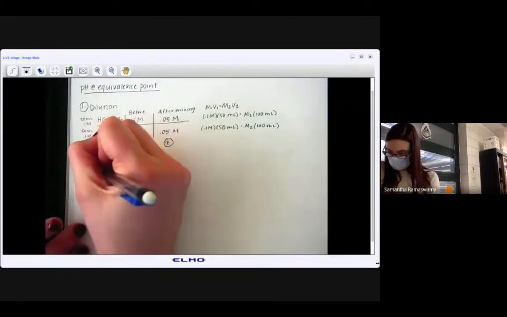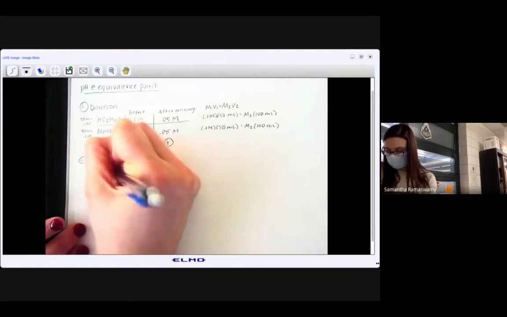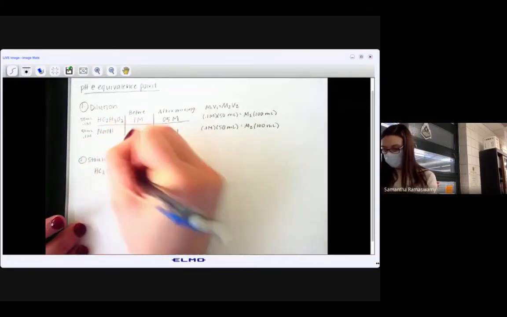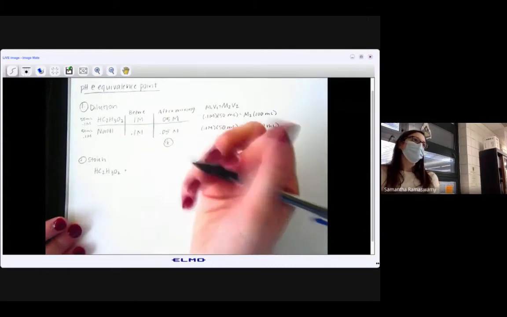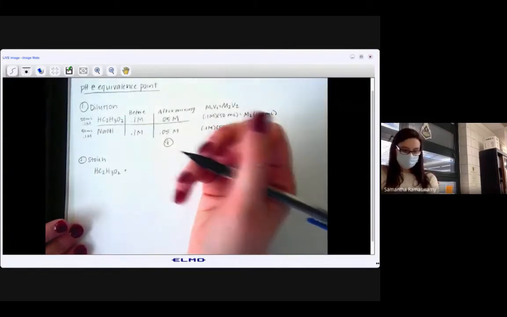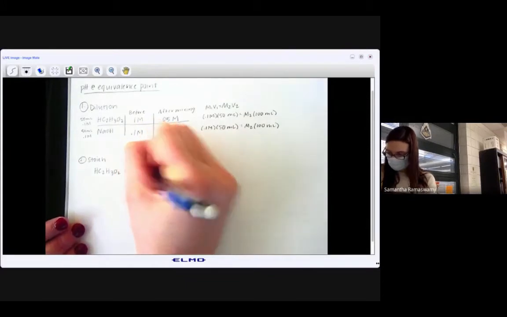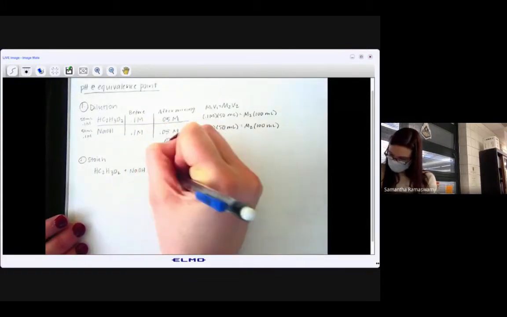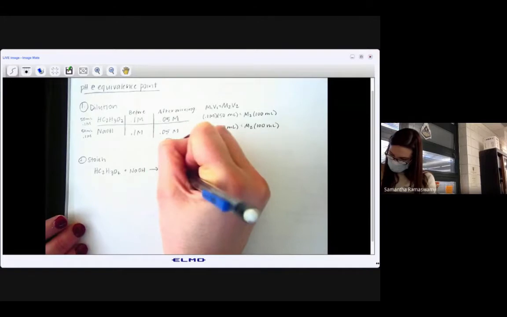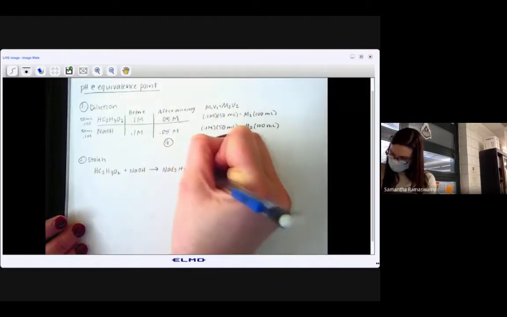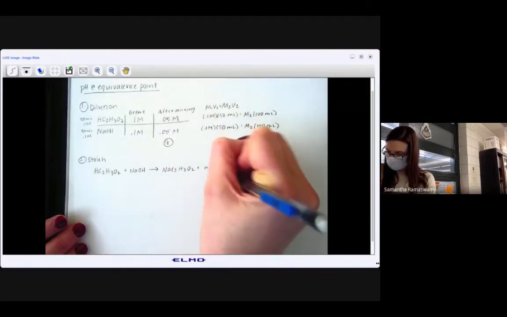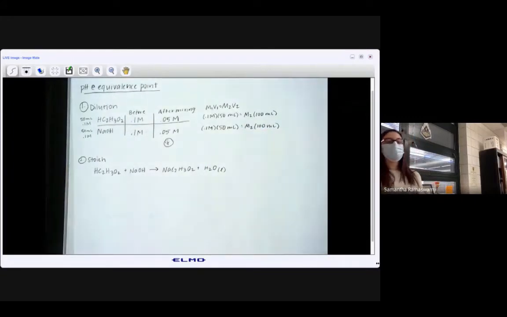So I'm going to write the reaction. I'm going to write the neutralization reaction that is occurring. I'm writing the molecular, so I'm not ignoring spectators. If you want to ignore spectator ions, you can. That means you would be ignoring the Na+. So NaC2H3O2 and water. So this is the neutralization reaction. Neutralization is an acid plus a base makes a salt and water.